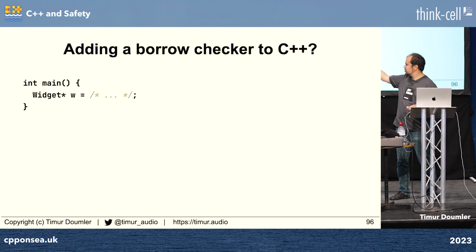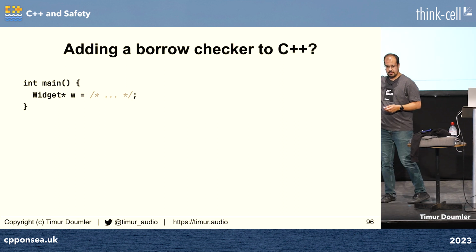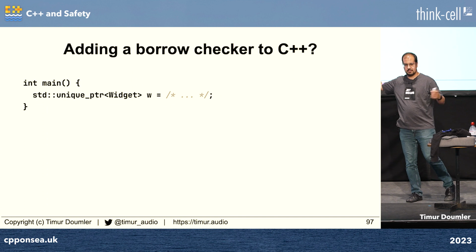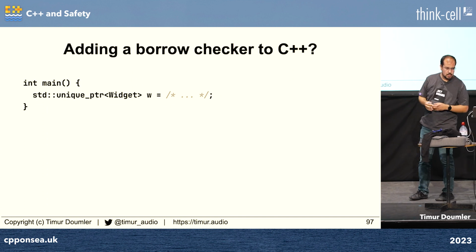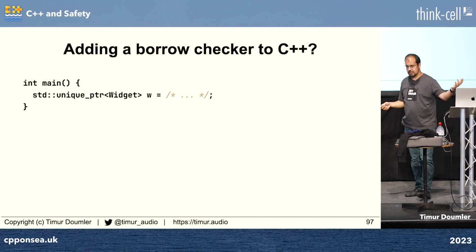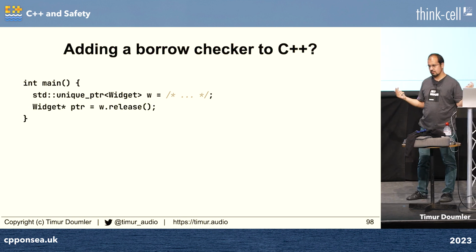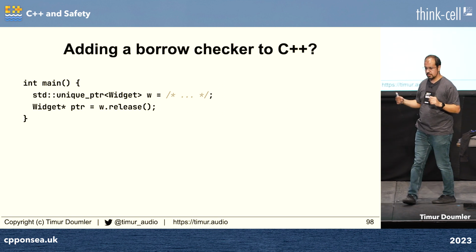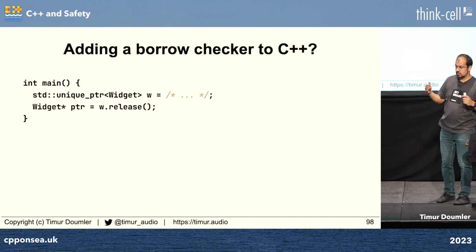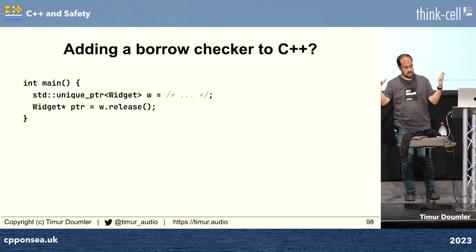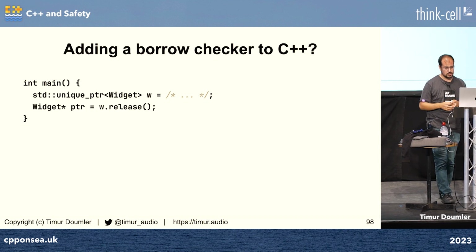So let's say we have a pointer to a widget, right? That's unsafe. So we can replace it with a unique pointer. Okay, that's great, that's safe, right? As we mentioned earlier, unique pointer does have parts of its API that are unsafe, like release. Release gives you a raw pointer. So we can ban that, right? We can say, well, release and get, we're just going to remove them from the API.